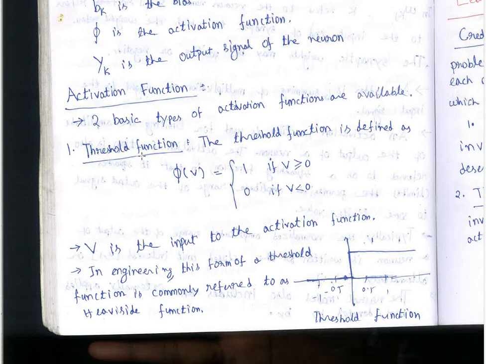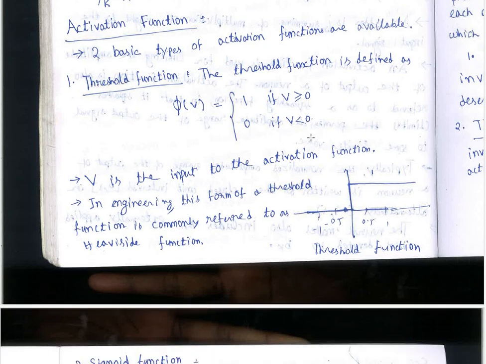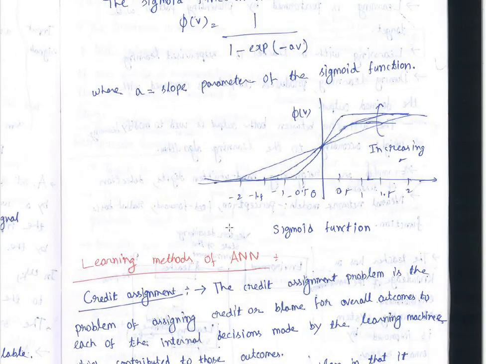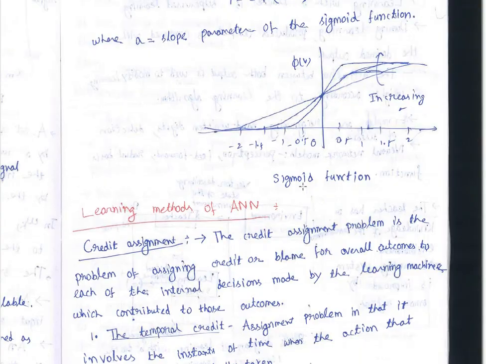Some basic activation functions are the threshold activation function, where phi of v equals 1 if v is greater than or equal to 0, and 0 if v is less than 0. So if v is greater than or equal to 0, the output is 1; if not, the output is 0. This is the threshold activation function. Then the sigmoid activation function, where we have a slope like this, phi of v equals 1 over 1 plus exp of minus av, where a is the slope of the sigmoid function.